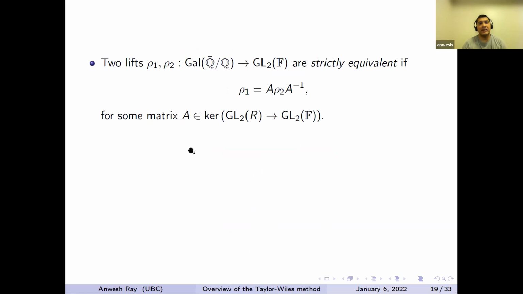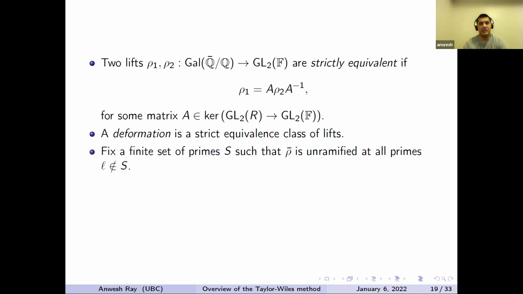And suppose we take two R-lifts, rho 1 and rho 2. Sorry, this is a typo, this should be GL2 of R. So two R-lifts are strictly equivalent if they are conjugate by a matrix in GL2 of R which reduces to the identity modulo the maximal ideal. So there should be an R there. This is just a notion of equivalence between two R-lifts. A deformation is just an equivalence class of such lifts. It's a fancy word, but that's all it is: an equivalence class under this conjugation equivalence.